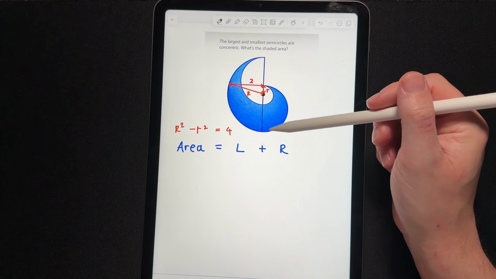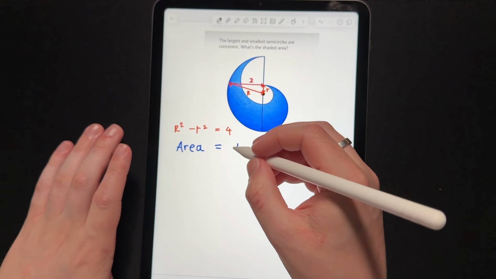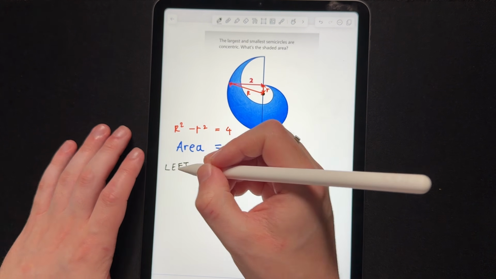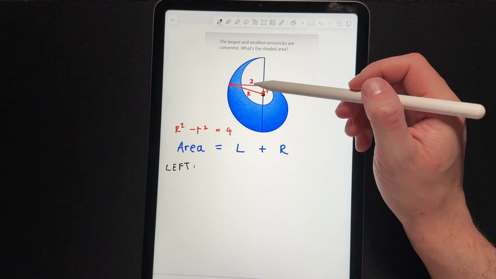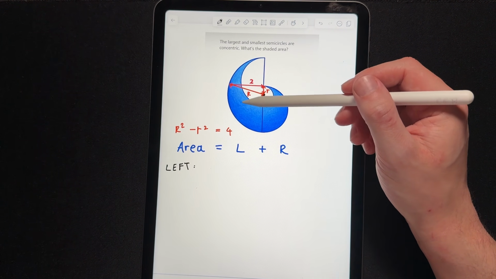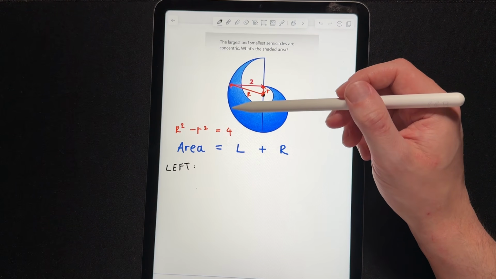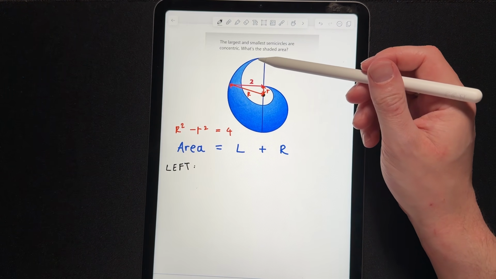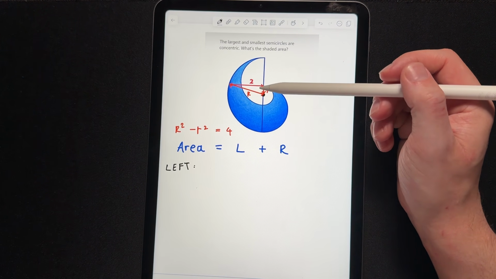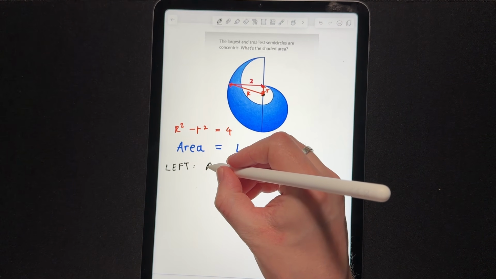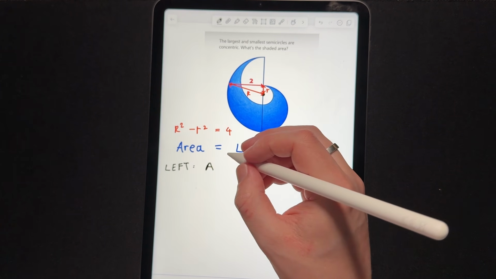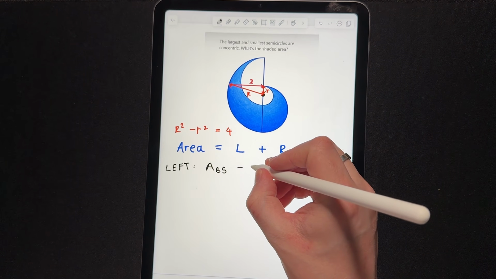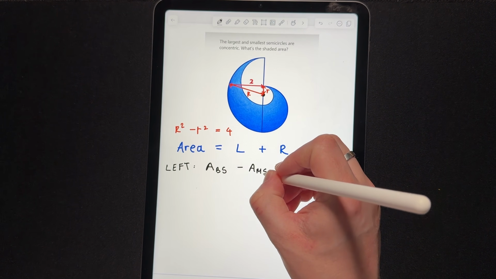Let's begin with the left side, that's blue. So let's do left. For the left side, to work out this blue area, if we knew the area of the big semicircle, we just subtract this medium semicircle from that. So it's the area of the big semicircle. I don't know what to symbolize that with. Let's call it big semicircle. Subtract the area of the medium semicircle.